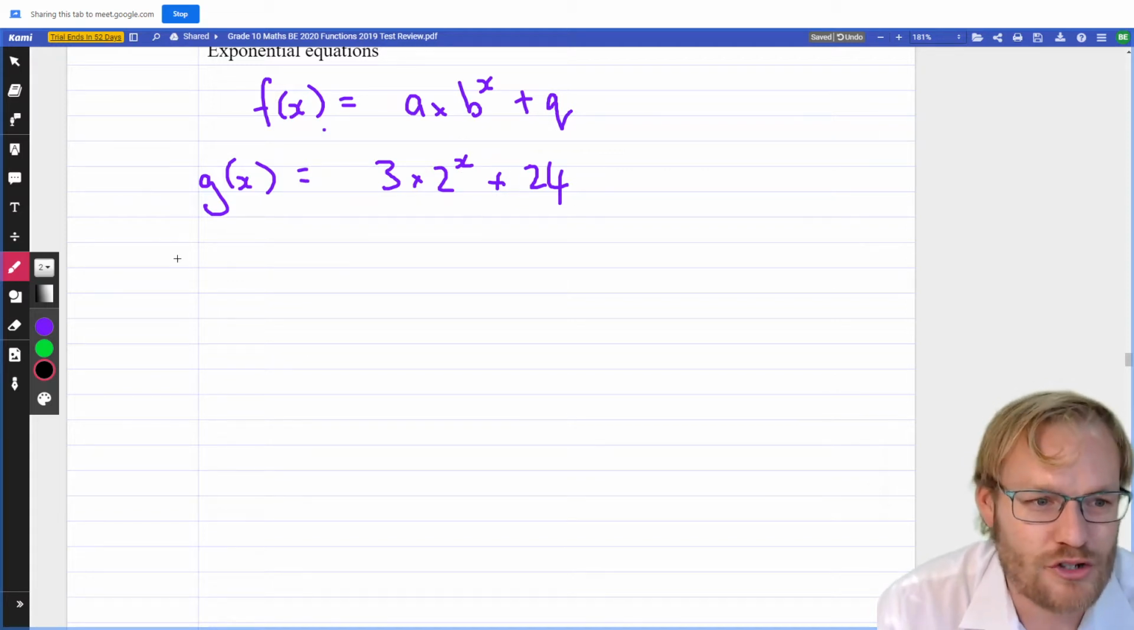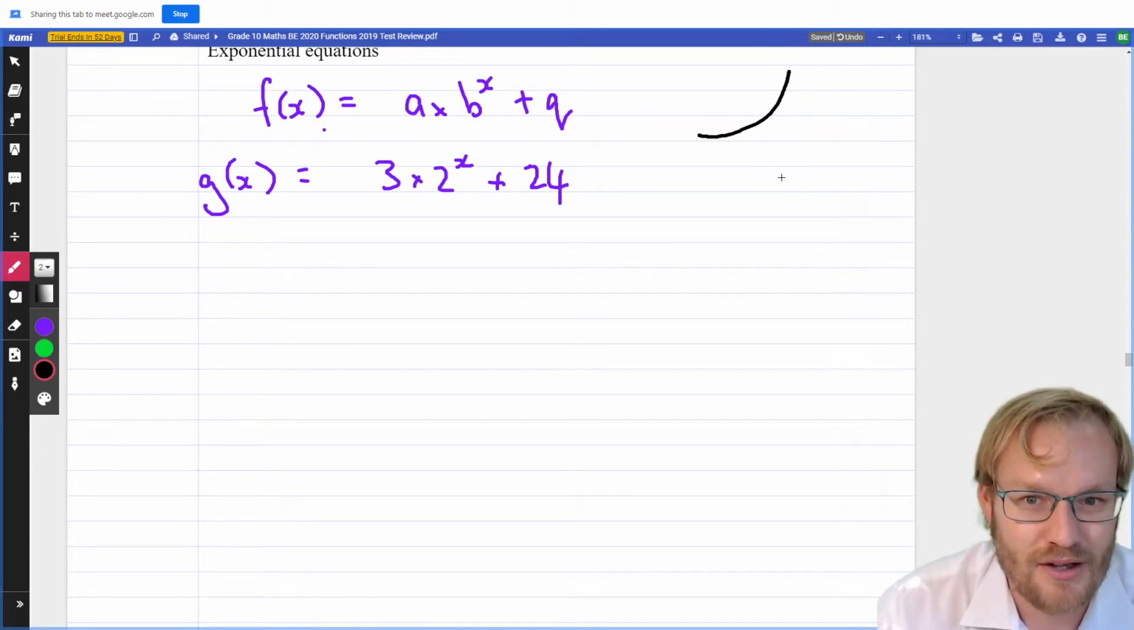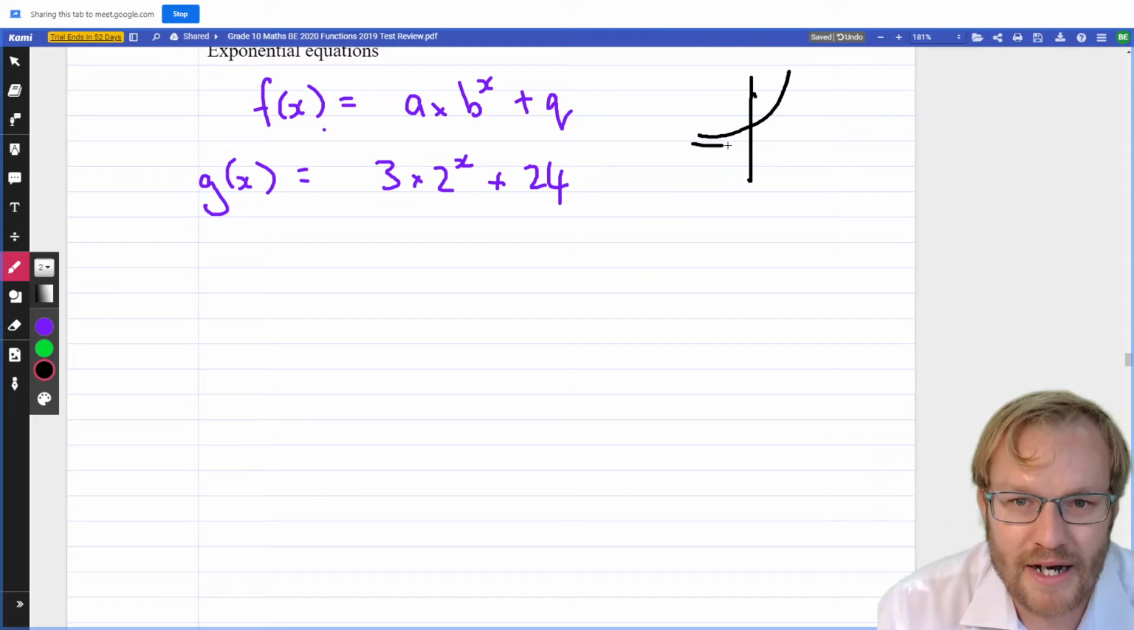So if we're on a graph, we know that our most basic exponential function just goes like that and rises exponentially. We also know that it crosses the y-axis normally at 1, and that there's an asymptote here on the x-axis.